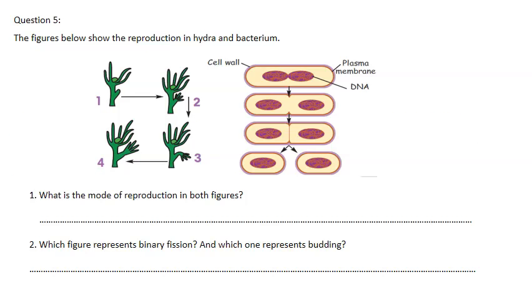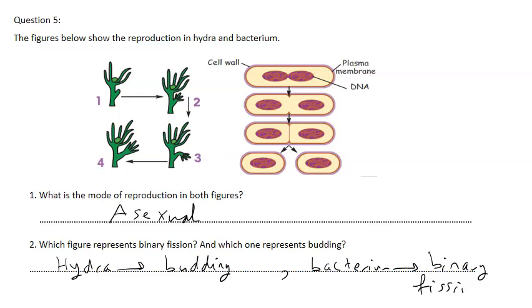Question 5. The figures below show the reproduction in hydra and bacteria. Number 1: what is the mode of reproduction in both figures? Sexual or asexual? Number 2: which figure presents binary fission and which one represents budding? Hydra, binary fission or budding? Budding. The second one should be binary fission. Bacterium is binary fission. Remember, these are the two types we discussed with asexual reproduction. Budding for hydra. Fission can also be for paramecium, not only for bacteria.